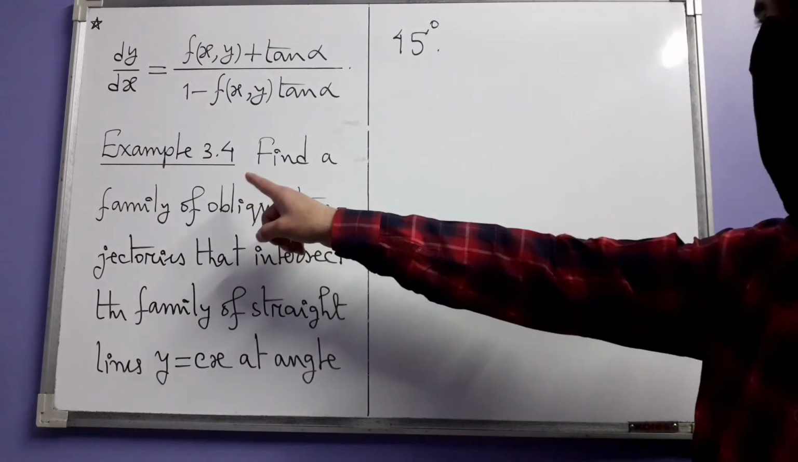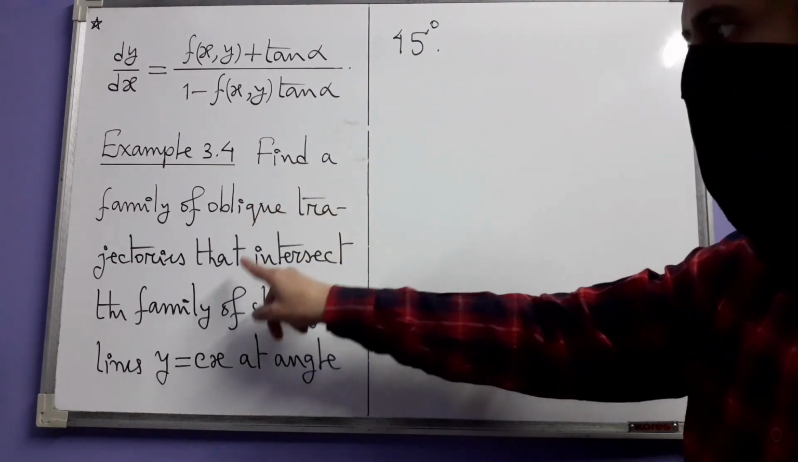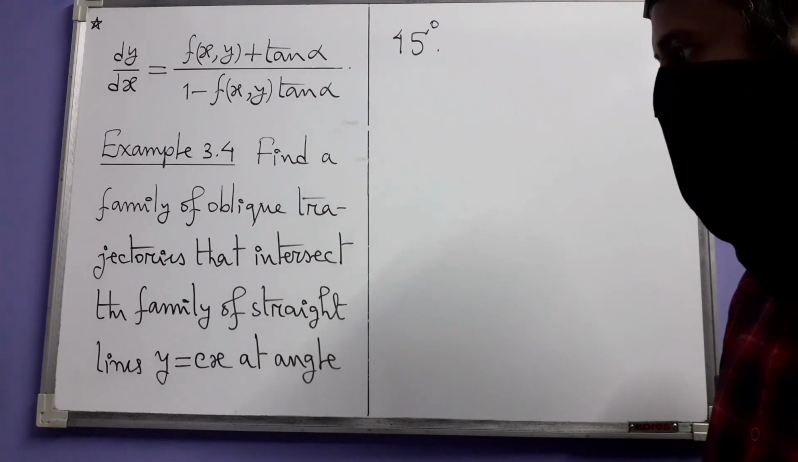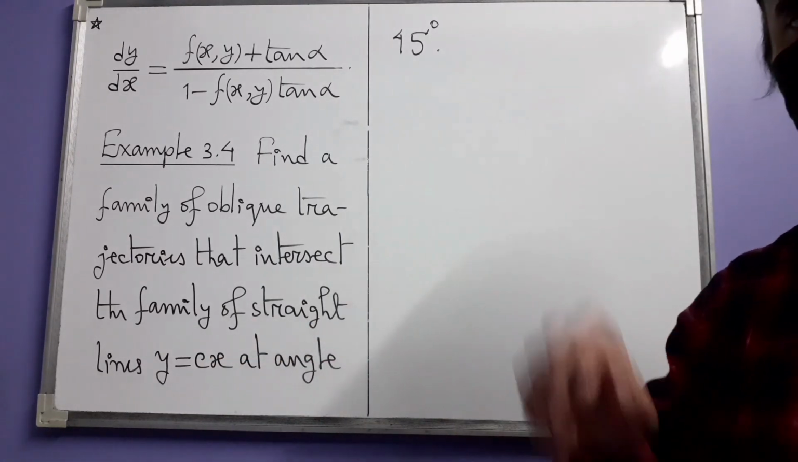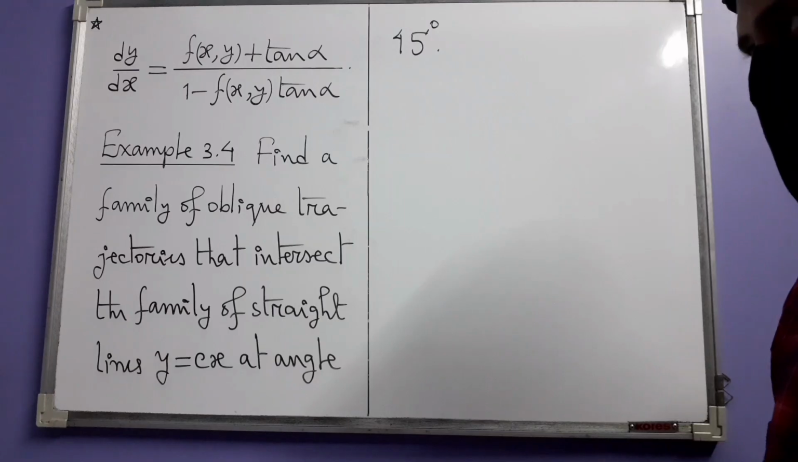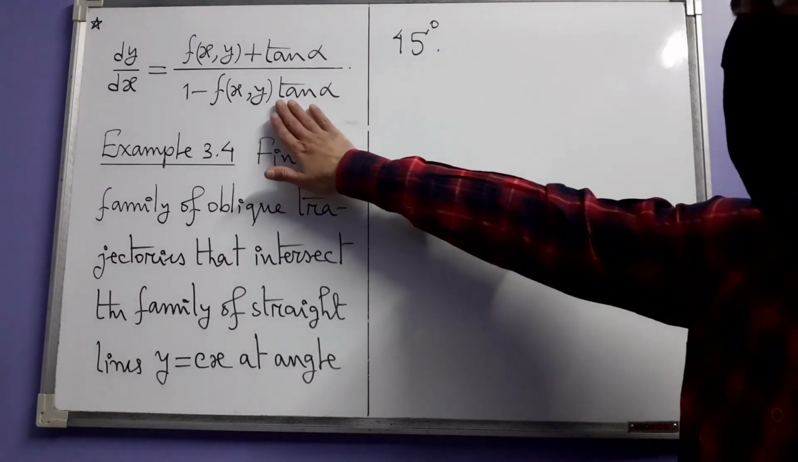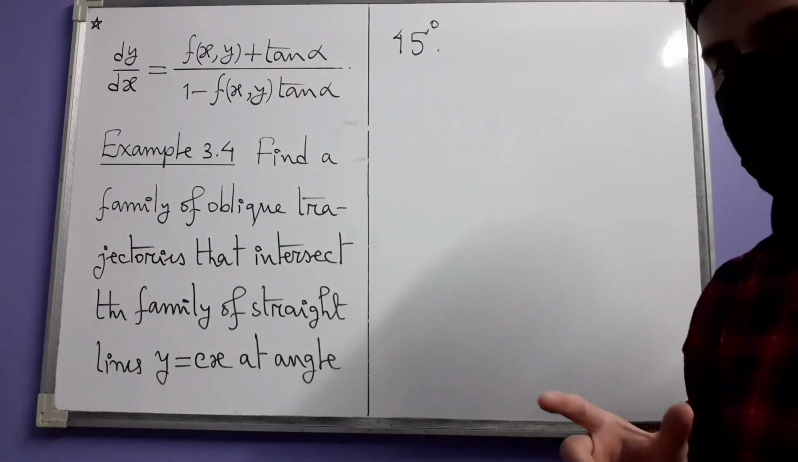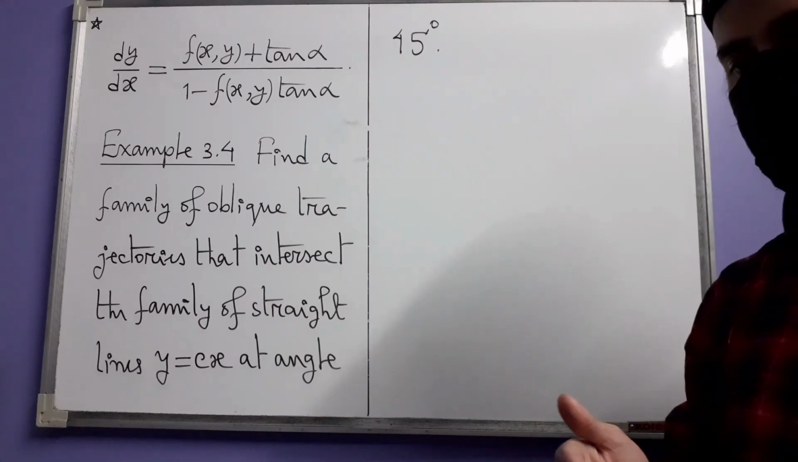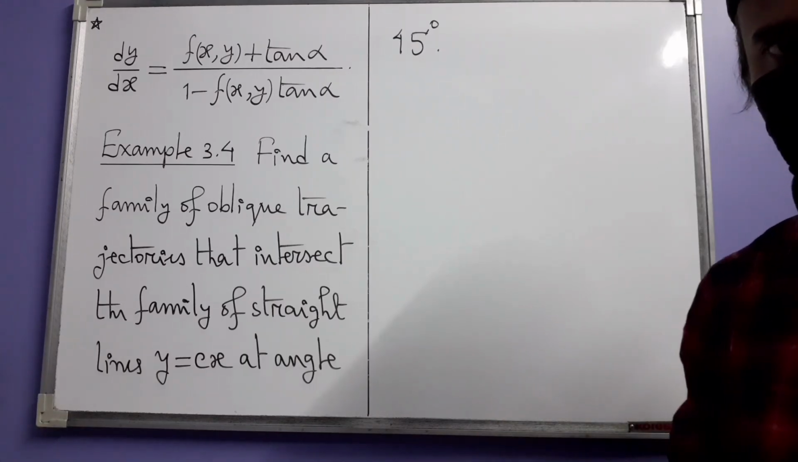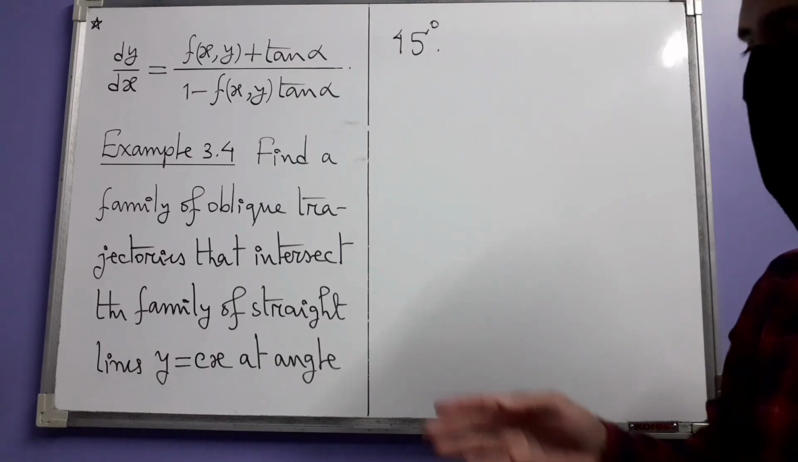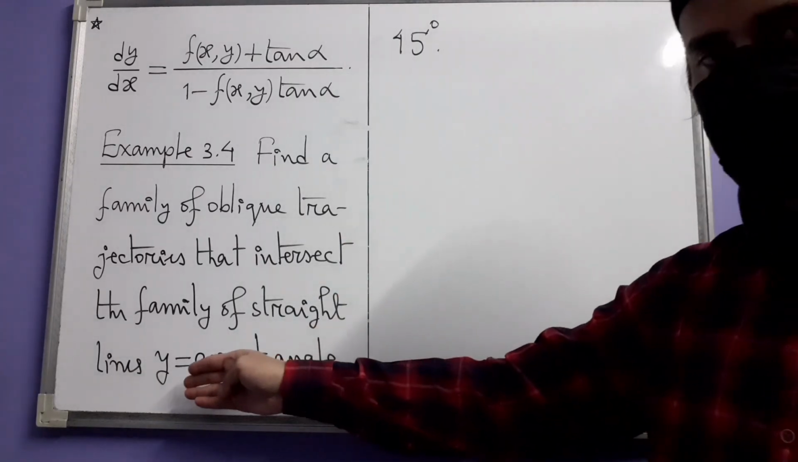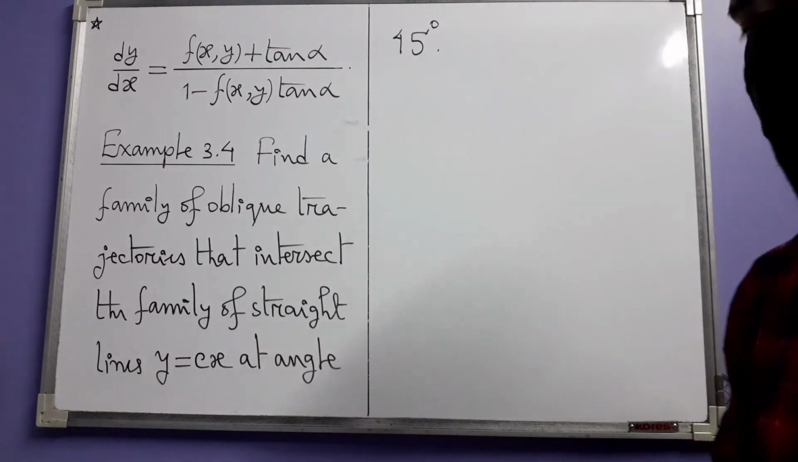Example 3-4. Here we have to find a family of oblique trajectories that intersect the family of straight lines y equal to cx at angle 45 degrees. So you do understand that if we solve a differential equation like this, we don't get one solution, but rather we get a one parameter family of solutions. So each member of that family will be an oblique trajectory to the given family. I mean, in this case, which is this family of straight lines.